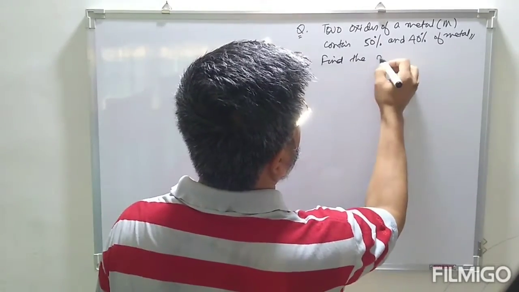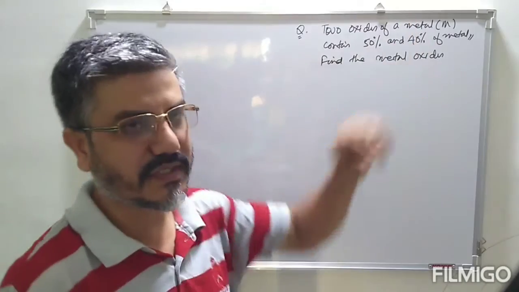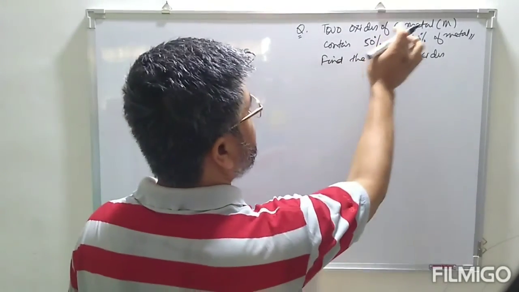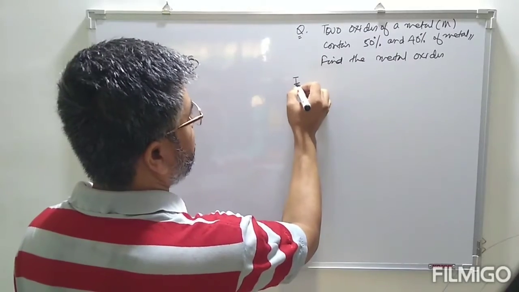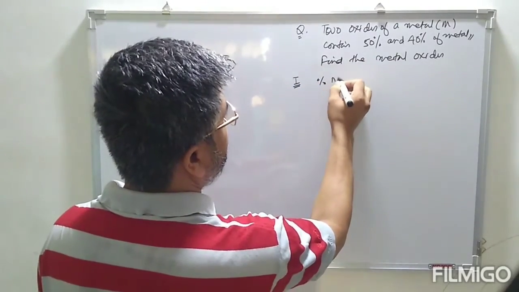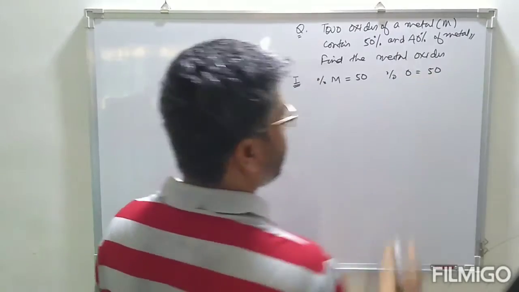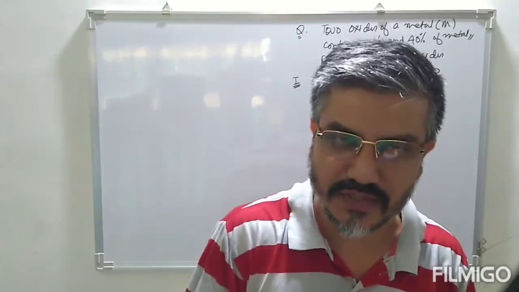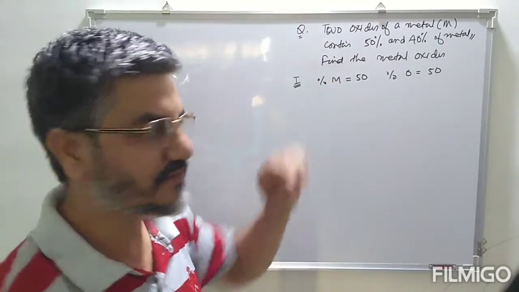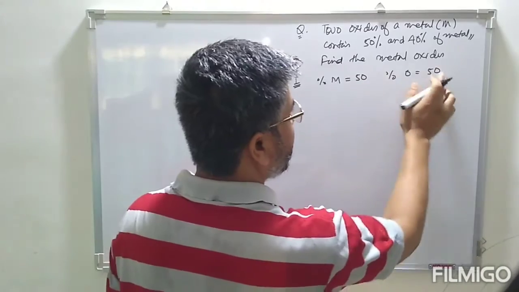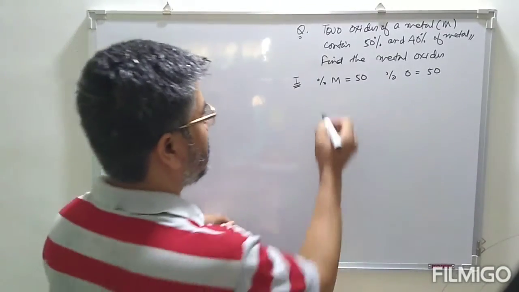Find the metal oxides. You have to find the metal oxides. So we have looked at this. Metal contains 50% as well as 40%. So the first oxide, this is the first oxide. Percentage of metal 50, then percentage of oxygen will be 50. That means if we take 100 gram of the sample, 50 gram is metal, 50 gram is oxygen. So that means 50 gram metal combines with 50 gram. So 1 gram will combine with 1 gram.